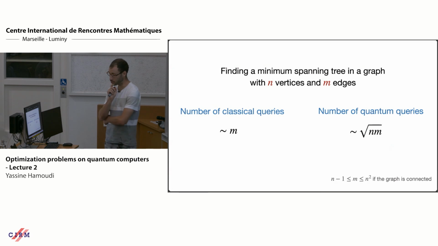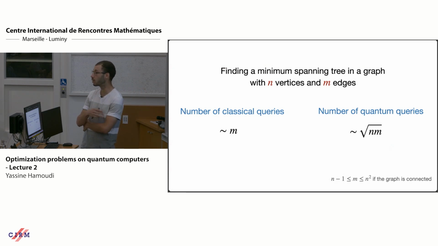Now, what is the answer to the problem? Classically, it is known that the best complexity is going to be m, where m is the number of edges in the graph. So essentially, you have to query all the edges. Quantumly, what we'll see in a minute is a quantum algorithm that requires making root n times m queries, where n is the number of vertices. Because m is less than n squared, this is a provable quantum speedup. It is of polynomial order, but it is a provable one, and it is actually the best possible one for solving this problem.